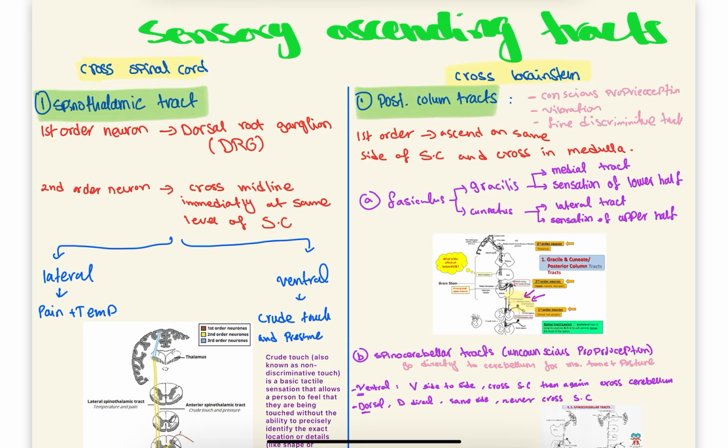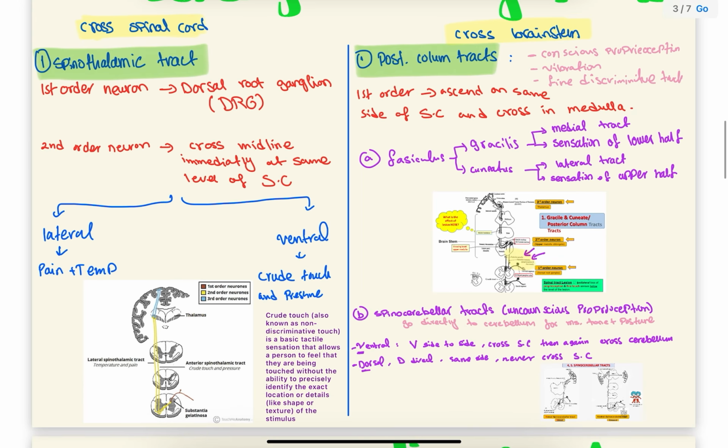Now for the ones that cross the brainstem, we have the posterior column tracts or the dorsal column tracts. These are mainly associated with what? And this is very important to pay attention to. They're associated with the conscious proprioception and with vibration and fine discriminative touch.